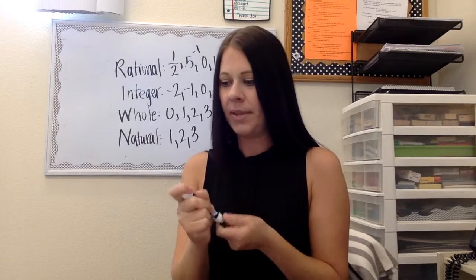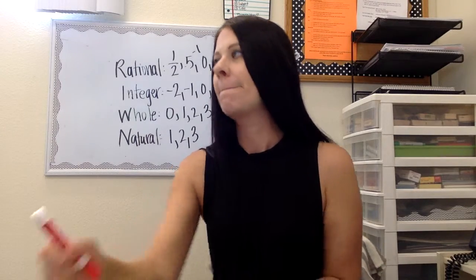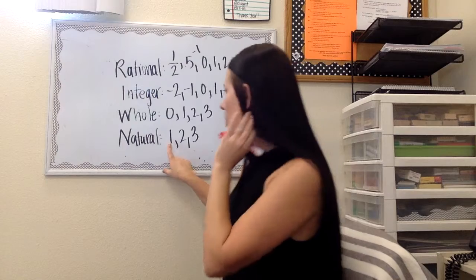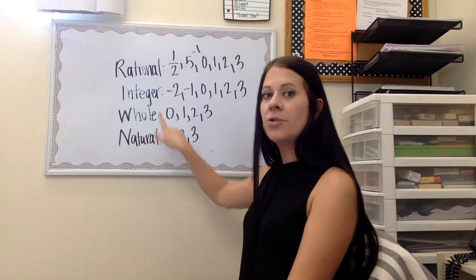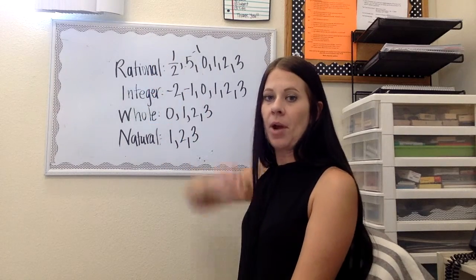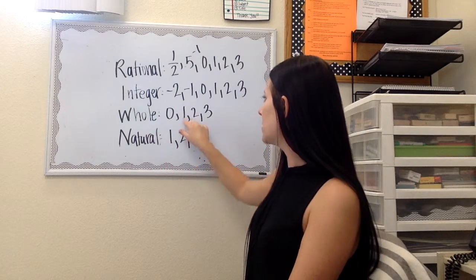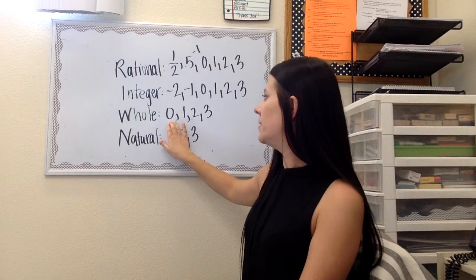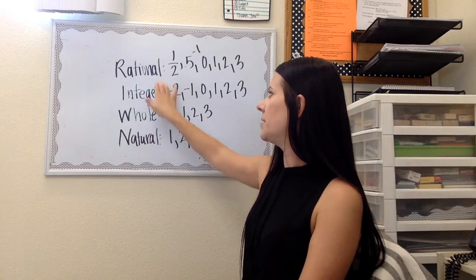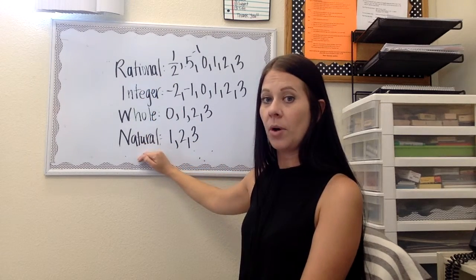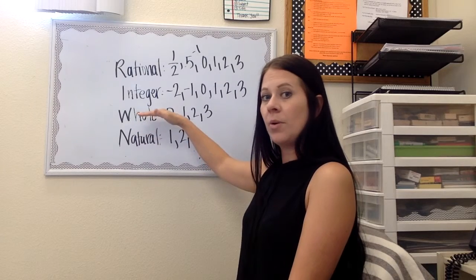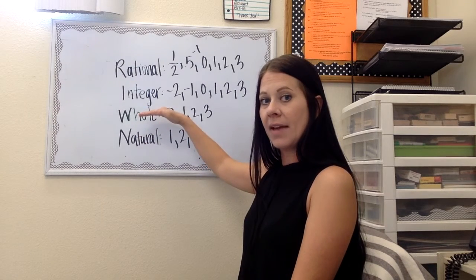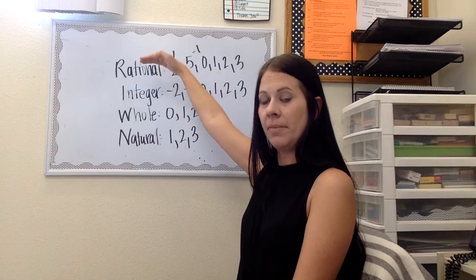Now, let me tell you a few things. If I am a 1, I am natural, I'm whole, I'm integer, and I'm rational. Because 1 sits in all of these categories. But if I'm a 0, I'm whole, I'm integer, I'm rational. I'm not natural anymore. Because I went up a category, you don't include the one below it. You include that category and everything above it.